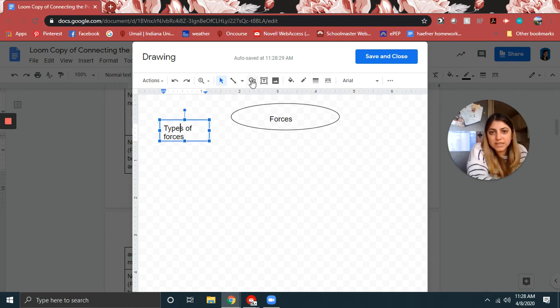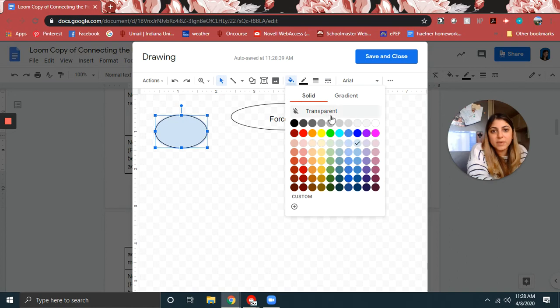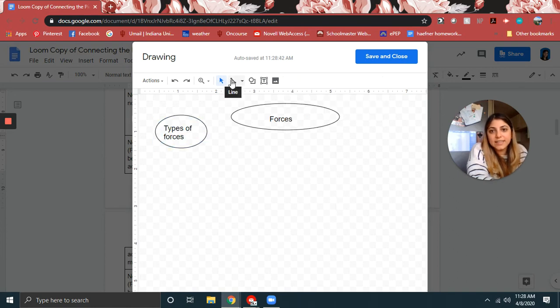Types of forces, let's get a circle around this. Okay, and let's have that be transparent. And let's get an arrow going to show how they're connected. So remember that you are going to want to have the arrow pointing towards the direction of the information. And so then you can go ahead and add different types of forces.